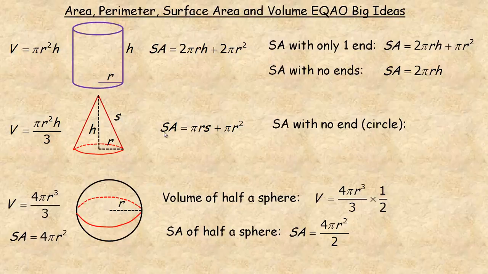So that's the volume. This is the surface area. The pi r s is this part here. The pi r squared is the single circle on the bottom. And of course, the surface area with no end, if the circle's open, would just be the pi r s.